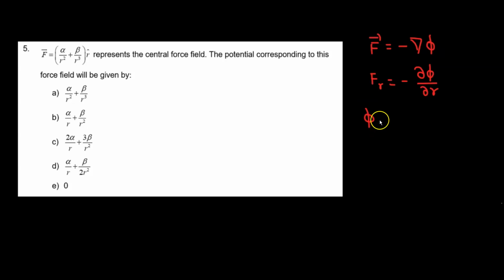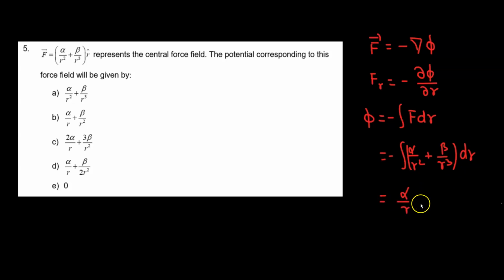A potential function phi will be the negative integral of f dr. For f dr, we take the radial part of the force vector, that's alpha over r squared plus beta over r cubed times dr, and when we integrate it, we get alpha over r plus beta over 2r squared plus some constant of integration. If we look at our options, we see that option D matches the one we have just obtained, so this is the correct answer. Let's move on to the next problem.